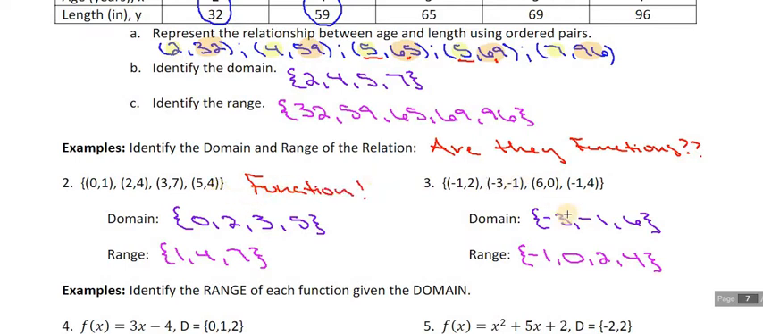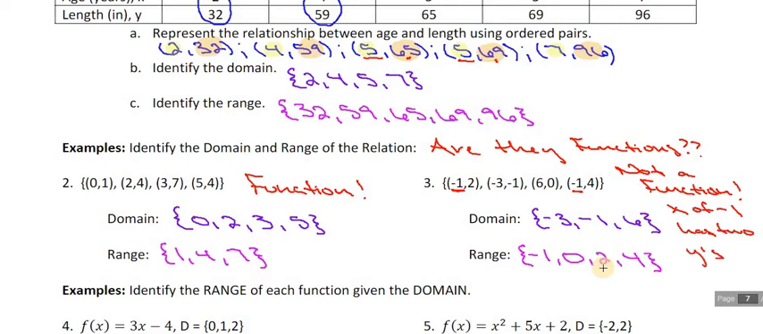In number 3, our domain is -3, -1, 6. The range is -1, 0, 2, and 4. But this is not a function due to the fact that the x value of -1 has more than one y. So this is not a function, because our x value of -1 has 2 different y values.